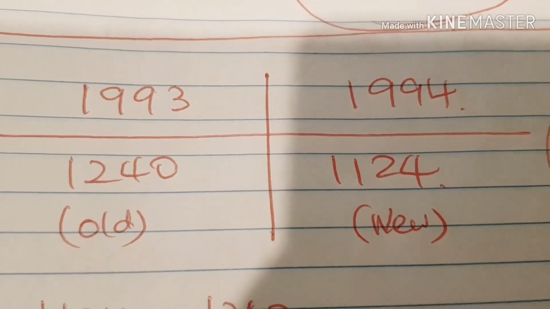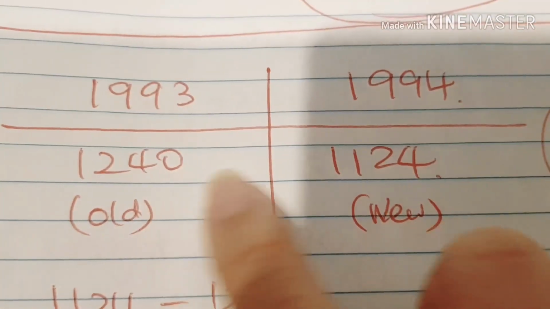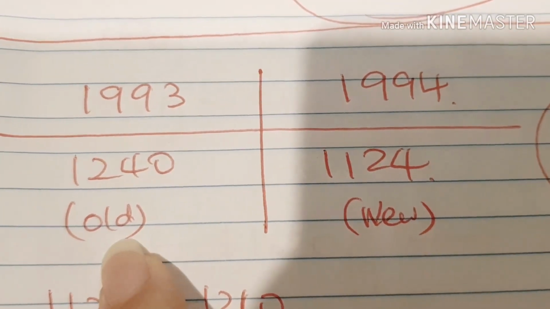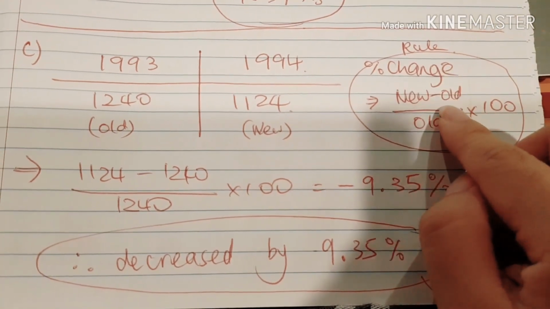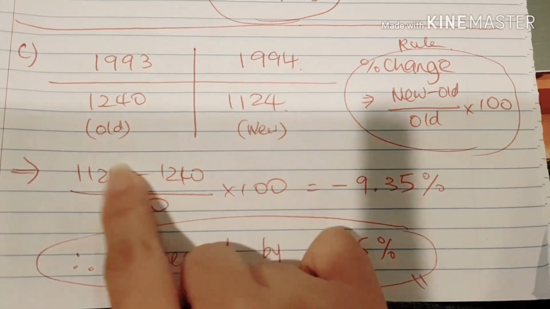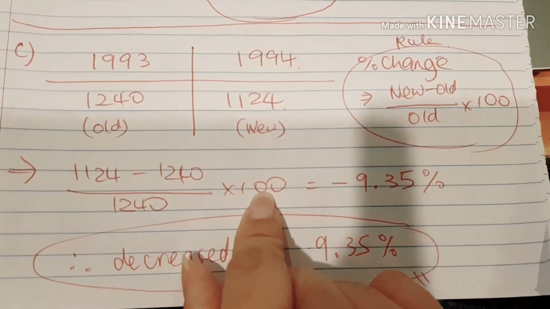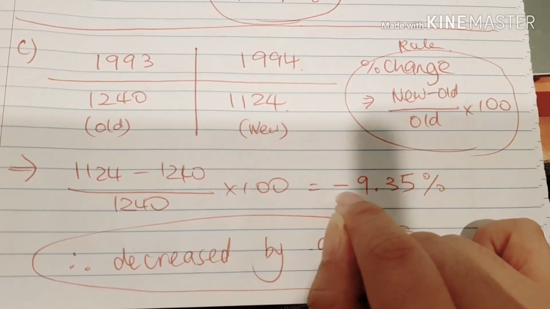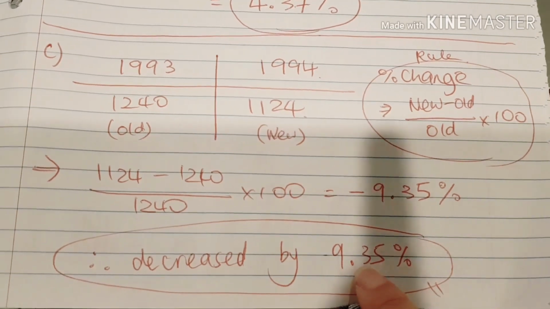Okay, I drew up the chart. These are the years, and that's the number of roll students. Again, this is old, this is new. Yep, and I have applied that formula: new minus the old, divided by old. Remember, you need to calculate this value first, divide it by that, and multiply. Okay, if you do that, I get a negative value. So that means the roll has decreased by this percentage.